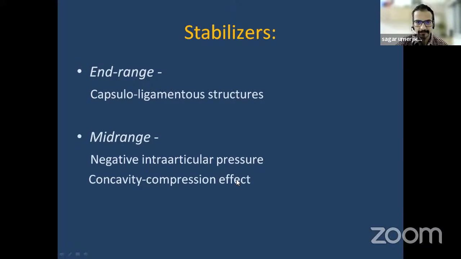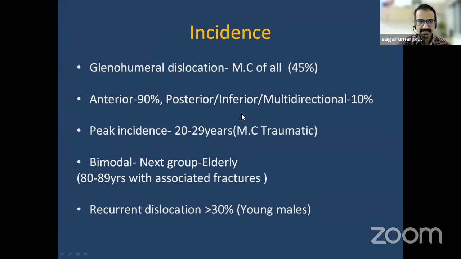Speaking of the incidence, glenohumeral dislocation is the most common dislocation of all joints, accounting for as high as 45%. Anterior dislocation is the most common, at 90%, followed by posterior, inferior or multidirectional in another 10%. The peak incidence is at 20 to 29 years old. So it is very common in young, very active male patients, and most commonly traumatic. The second set of patients are the elderly, 80 to 89 years old, and they have associated fractures.